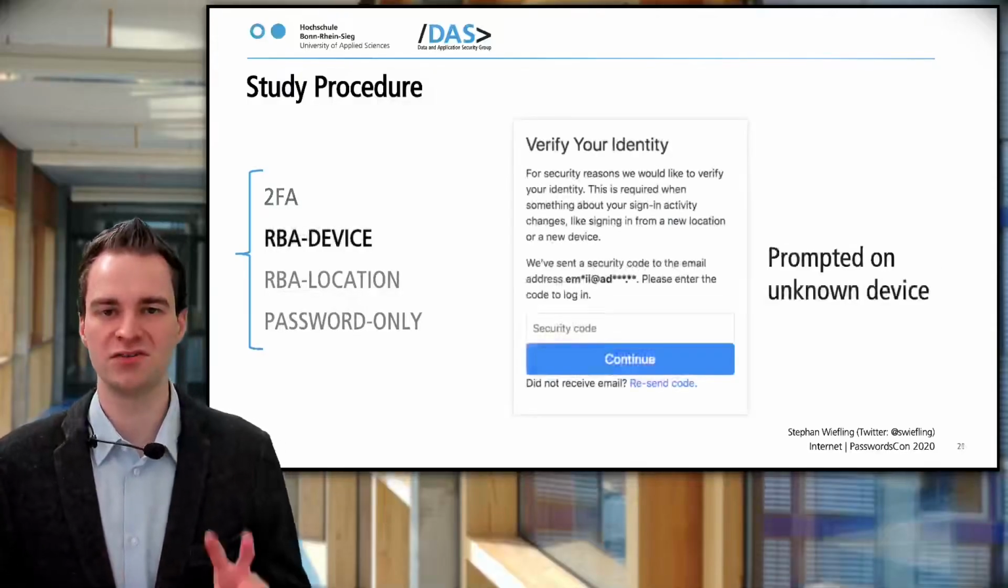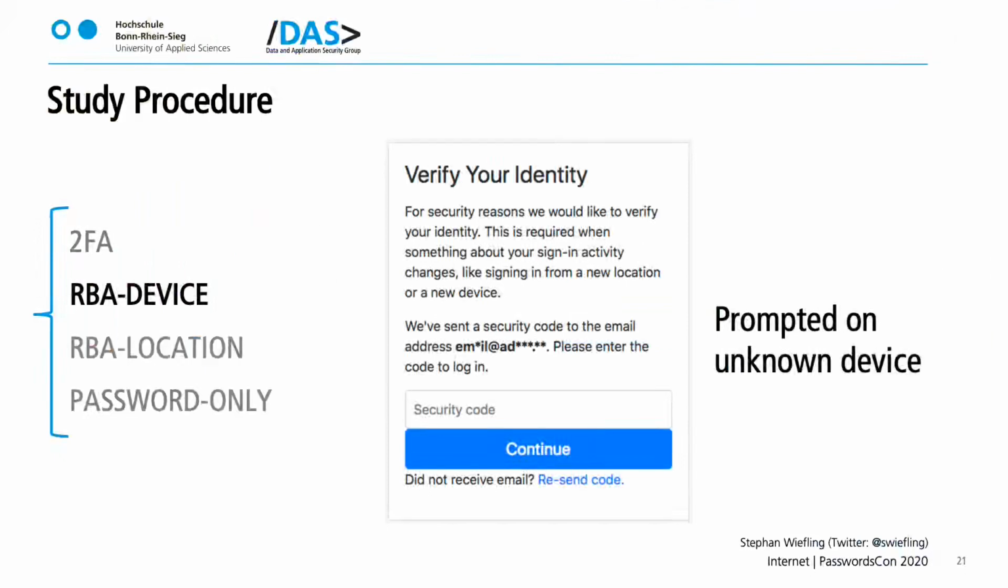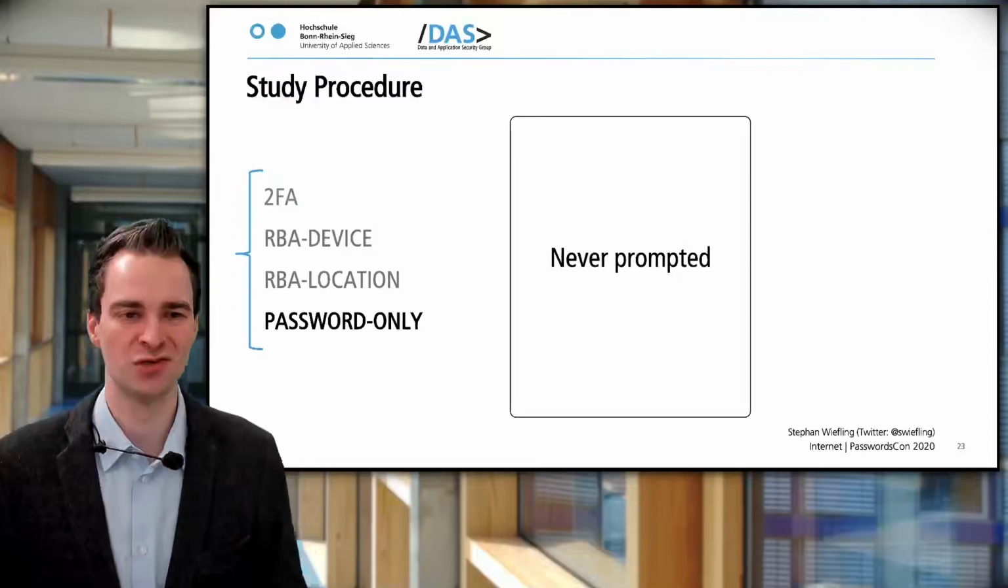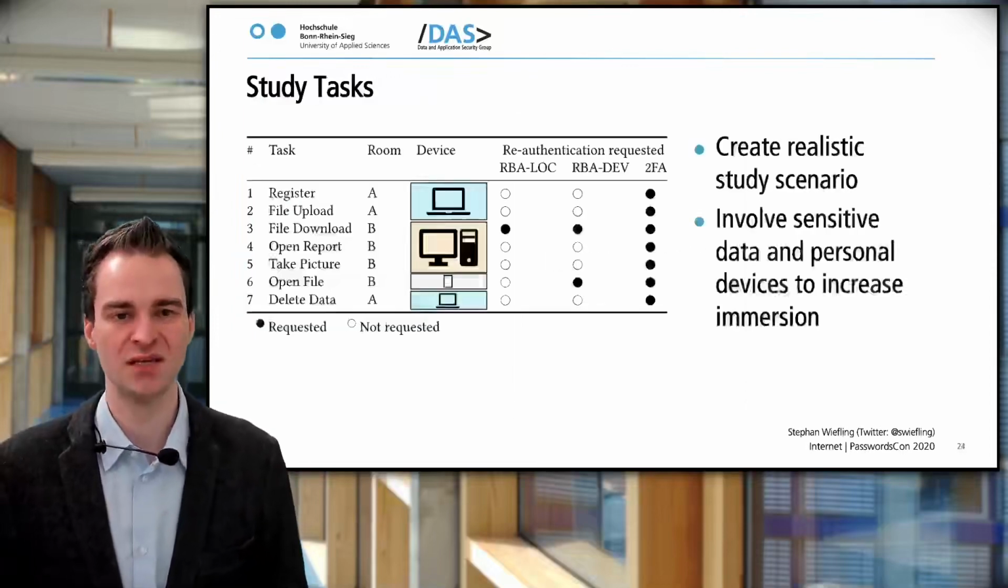And we also tested 2 different variations of RBA. One was always triggered when the device was different, and the other one was always triggered when the location was new and different. So this is what we also found in the wild. So just to reproduce it here, and also to have some comparison to the classical password-only authentication, we had a condition where we never asked for additional authentication, just to compare it.